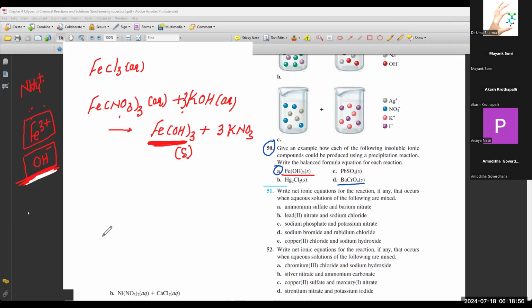Then what are the spectator ions? Can you identify the spectator ions? The spectator ions must be aqueous on the reactant side and aqueous on the product side. Yes. And what is the net ionic equation? So we are not doing anything, but we are just thinking hard and working out everything without writing. What is the net ionic equation? Can you write down the net ionic equation?